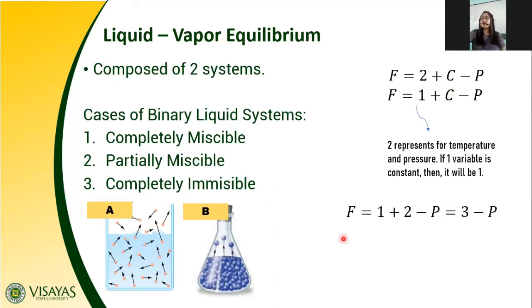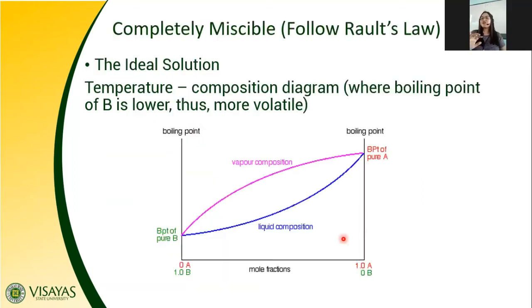We have different cases also, different types of completely miscible binary liquid systems. First, we have the ideal solution, which follows Raoult's law. The second case of this completely miscible liquid system is the non-ideal solution. But we will focus on the ideal solution.